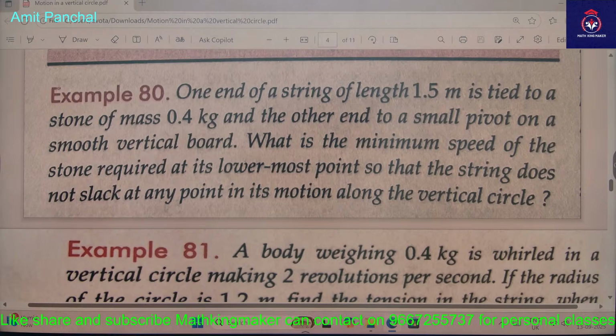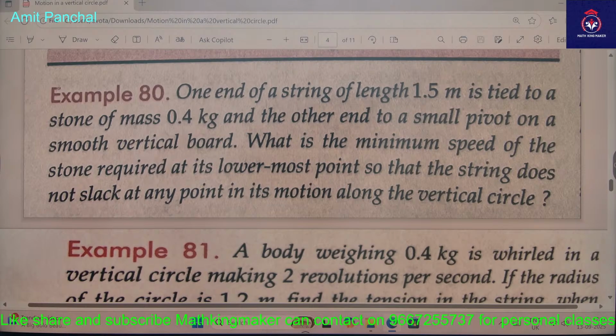So it doesn't matter if it's at the bottom or at the top, it will always be root 5gr at any point. We're talking about the lowermost point. Yes, at any point it should always be root 5gr. It should be greater than root 5gr. But while equating it, we use equal to, right? Yeah, because we want the minimum.